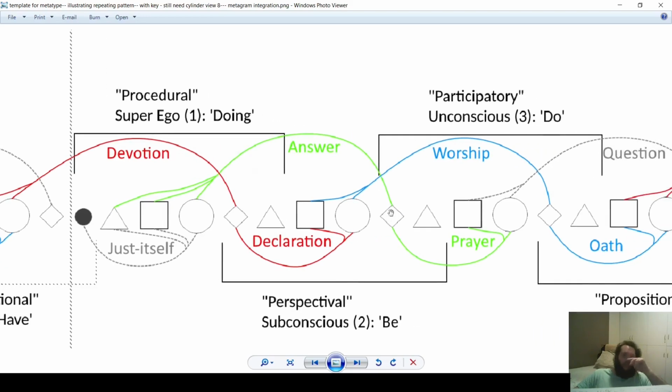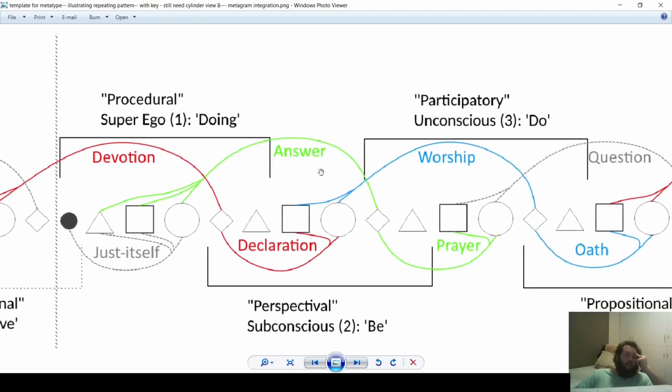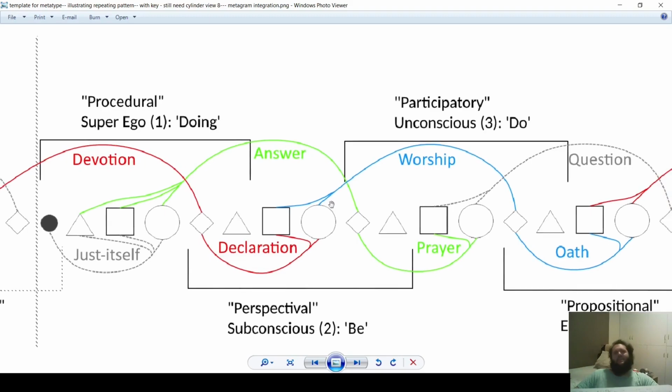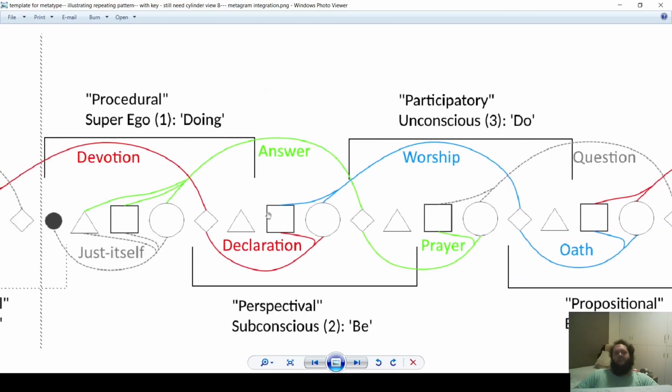Now, I used to have arrows on these connections. I'm not going to put arrows anymore, because I think it's needed just to say that they're connected.